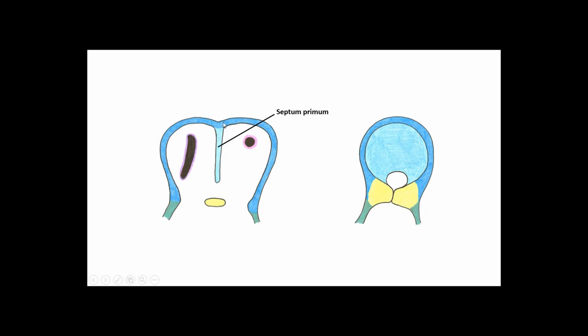but the septum primum is apparently descending towards the endocardial cushions, and the endocardial cushions have fused with each other right there. And the gap between the septum primum and those endocardial cushions is called the ostium primum, the first hole. So that's basically the first step in separation of the atria.